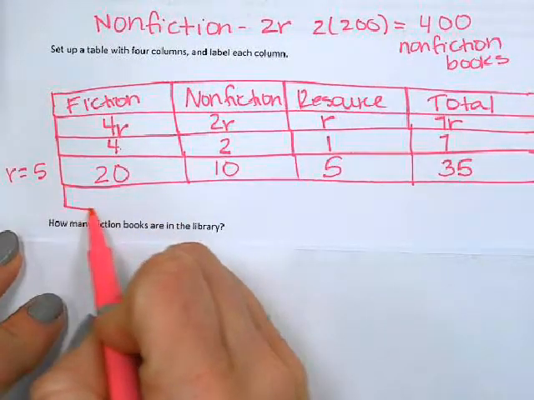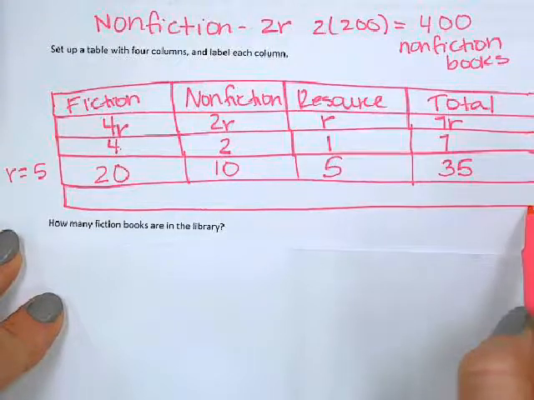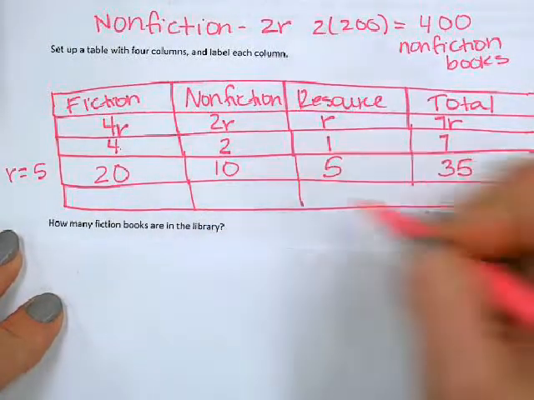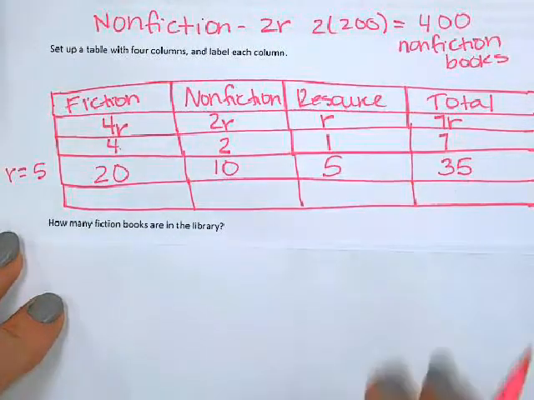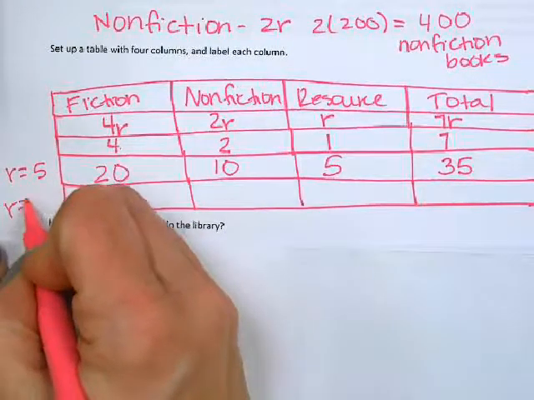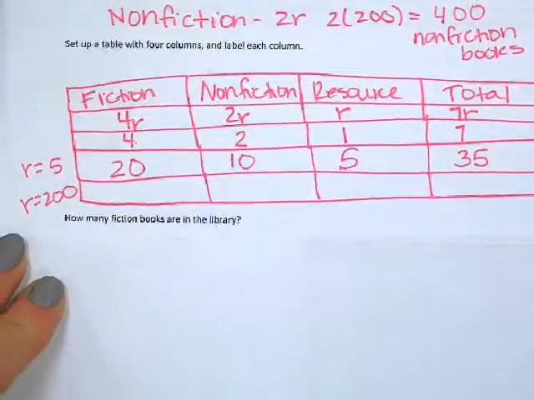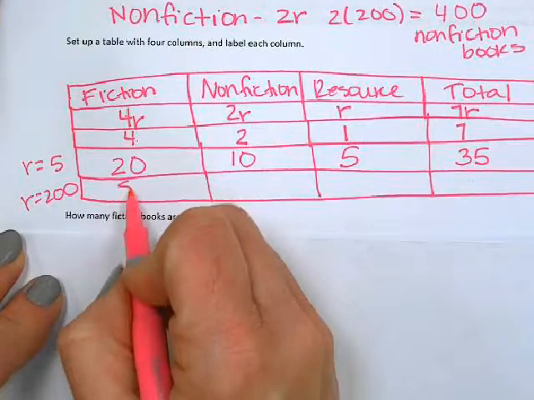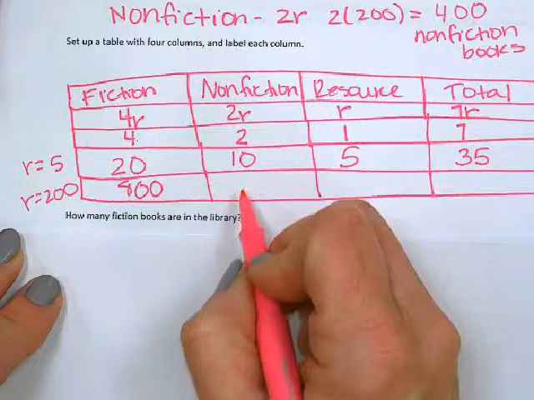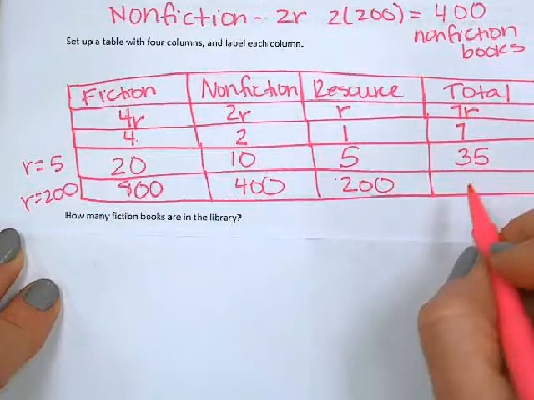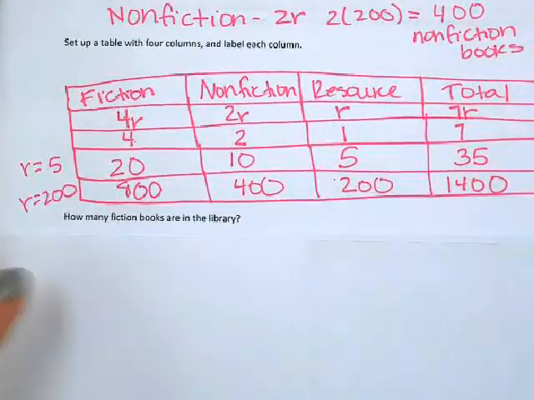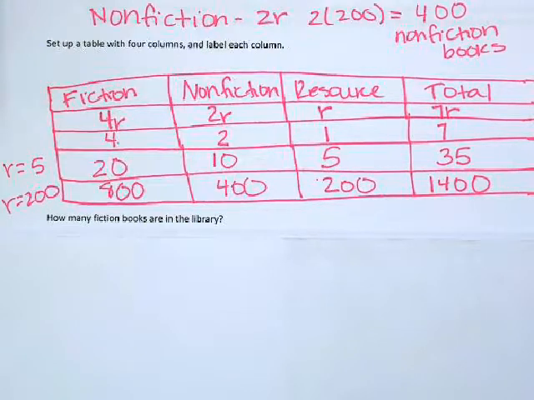We're going to add 1 more row at the bottom, just like we did before. Same headings, obviously. And then this time, we're going to use what we actually found R was worth. So R was worth 200. So again, 4 times that 200 was 800. We had 800 fiction books. 2 times 200 was 400. Our resource books were 200. And then altogether total books were 1,400. So this is just showing that you could also use a table to find your answers and lay it out this way.